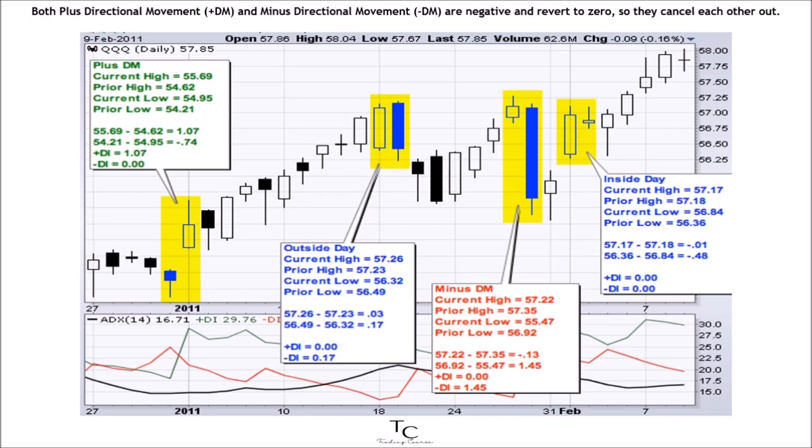Both plus directional movement, plus DM, and minus directional movement, minus DM, are negative and revert to 0, so they cancel each other out. All inside days will have 0 directional movement.